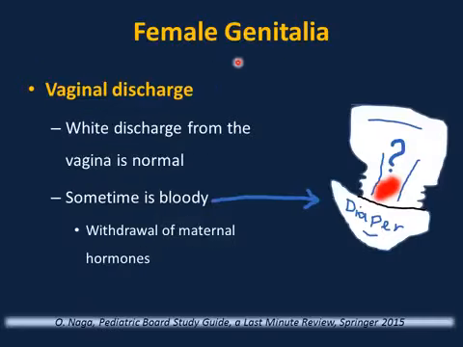It's very important to examine female genitalia to make sure there is no ambiguous genitalia. Vaginal discharge, white discharge from the vagina after birth is normal. Sometimes bloody, and this is normal too because of withdrawal of maternal hormone. This can cause even a visit to the ER because of blood in the diaper. Reassure the parents it is maternal hormone withdrawal.